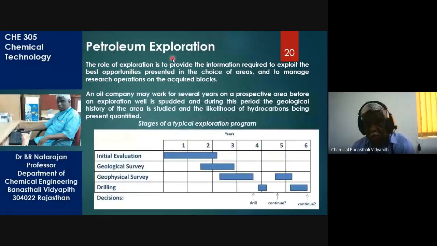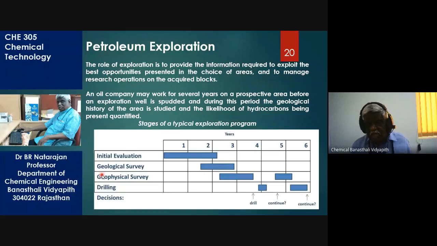Just imagine, petroleum exploration is not a one-day, two-day affair. Just look at this chart, right? In exploration, we get the information required to exploit the best opportunities, and an oil company may work several years before completing the exploration. So there is the initial evaluation, which could take roughly 2 years, just more than 2 years. Then a geological survey, which extends from the middle of the second year to somewhere in the third year.